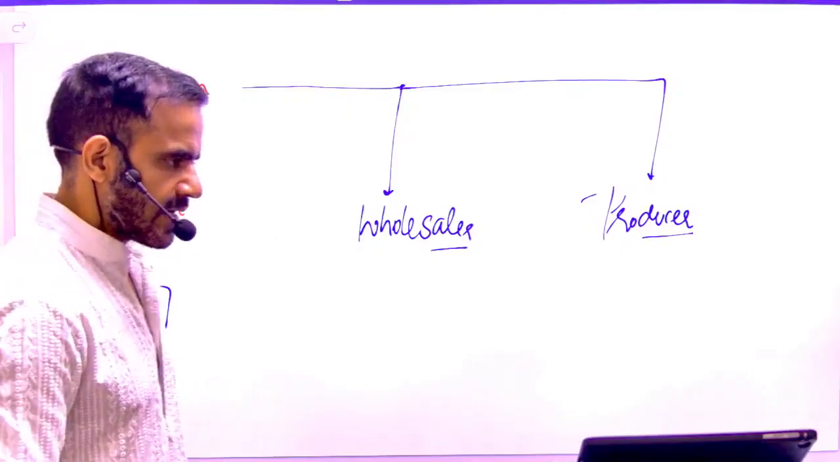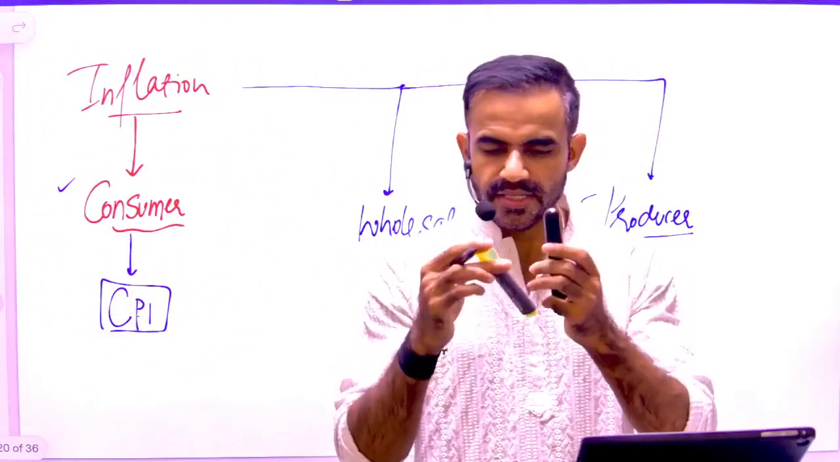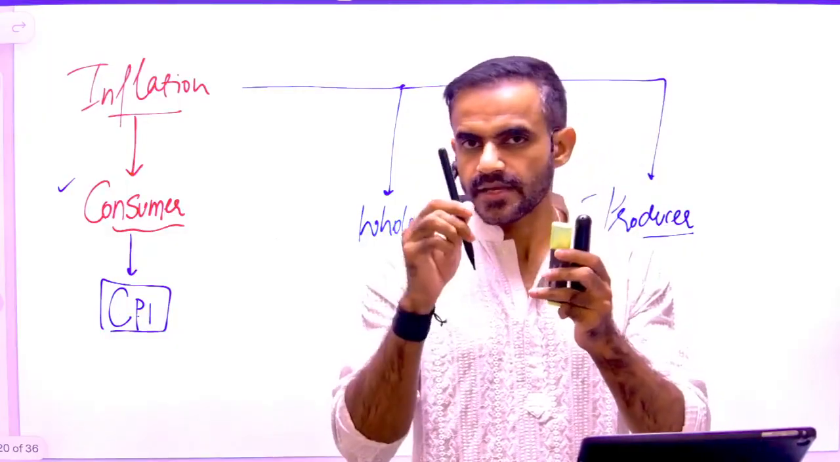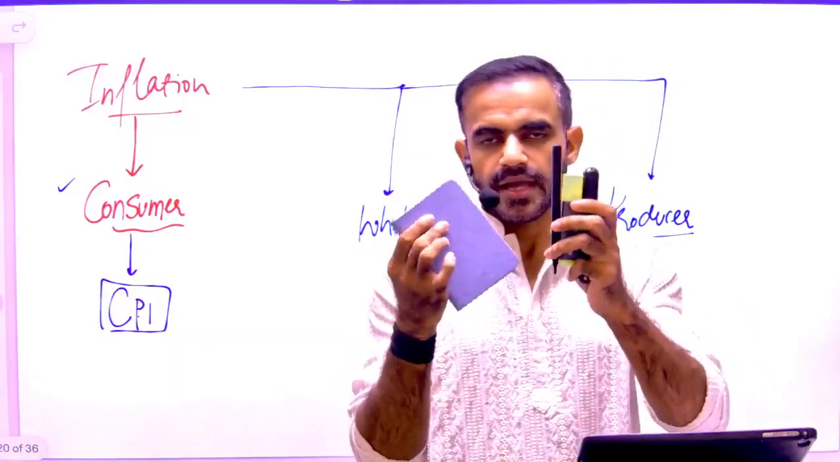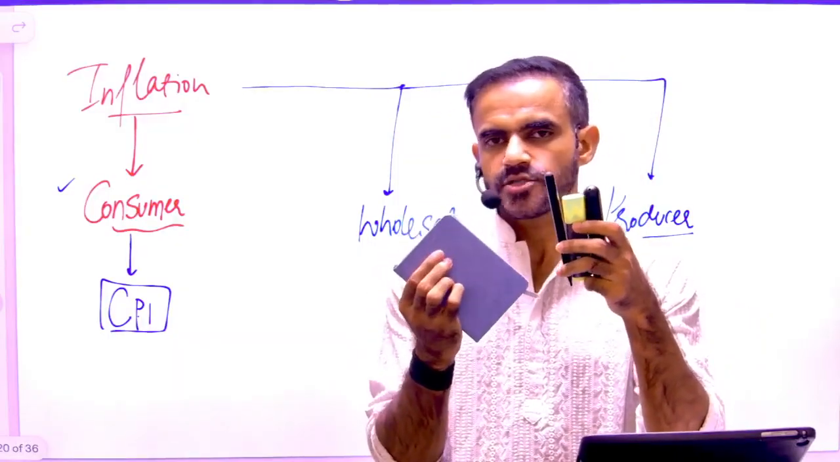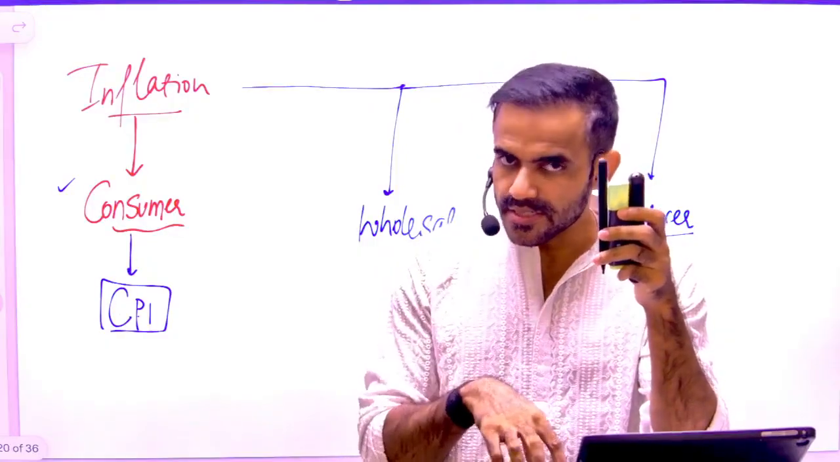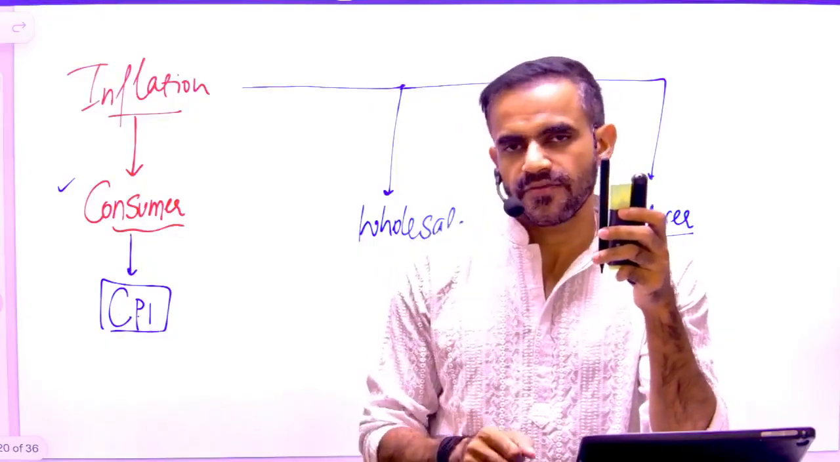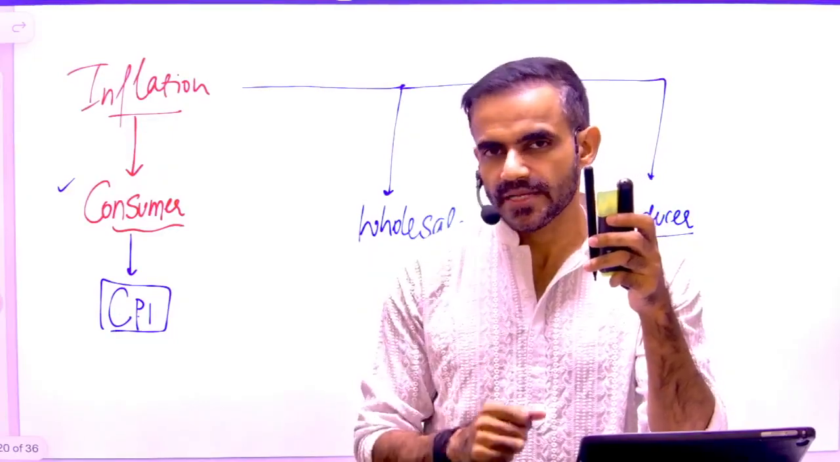Let me simplify that. Let's say a consumer is buying these items. This highlighter is there, this pen is there, and this diary is there. Okay, last year, let's say the consumer purchased these 4 items for 100 rupees. What will be the price of these items this year? Let's say it is 105. So there is a difference of 5 rupees. This is how we are going to compare the inflation.